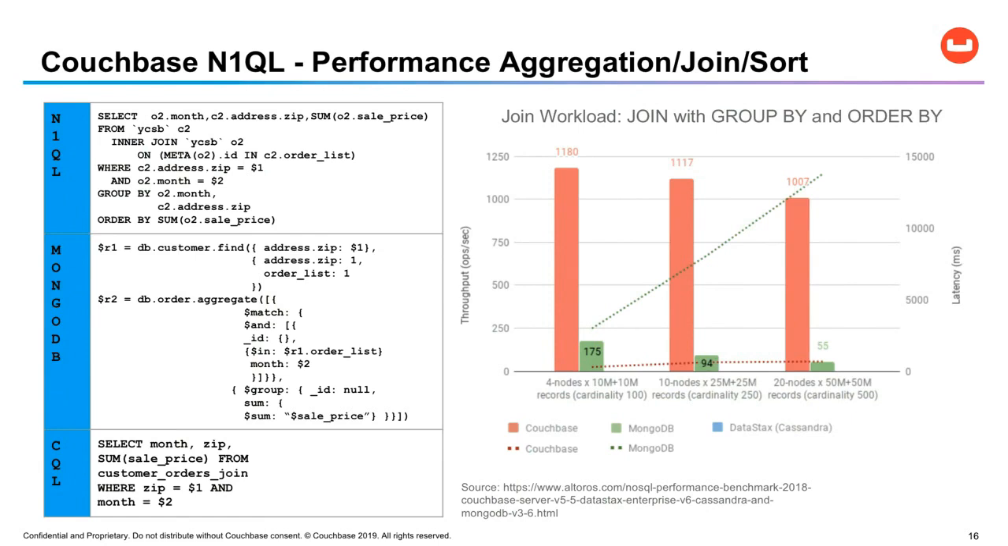Again, the test was run on 3 different cluster configurations, and the data set size scaled in accordance with the cluster configuration. 10 million customers and 10 million orders on a 4-node cluster, 25 million customers and 25 million orders on a 10-node cluster, and then we're up to 50 million customers and 50 million orders on a 20-node cluster. You can see that N1QL outperformed the other databases by a very large margin.